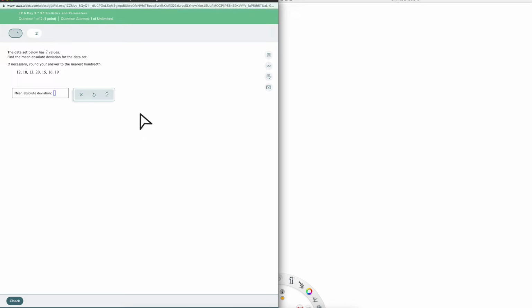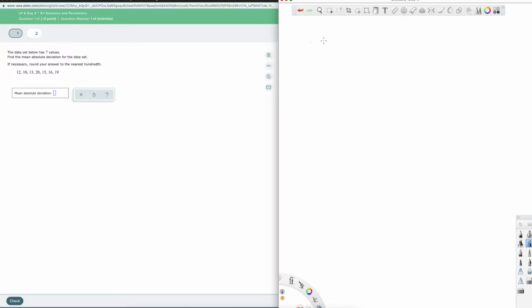So if we think about the words for mean, dang it, my cord keeps getting in my way here. Let me change up my color here just so that it's easier to see. So we have mean, absolute, deviation. Deviation, I want to make sure I'm spelling deviation right because that would be silly.